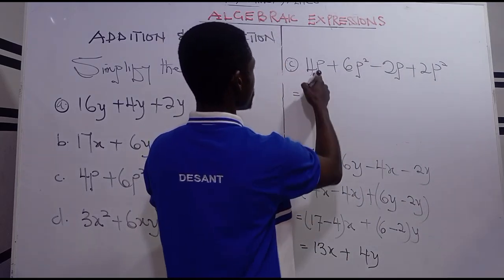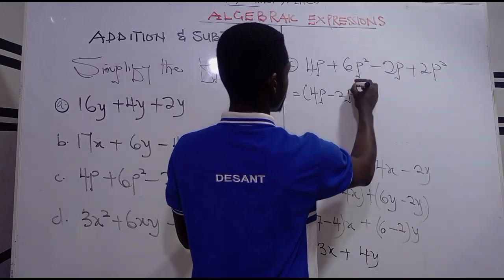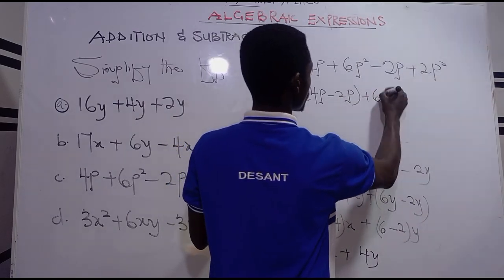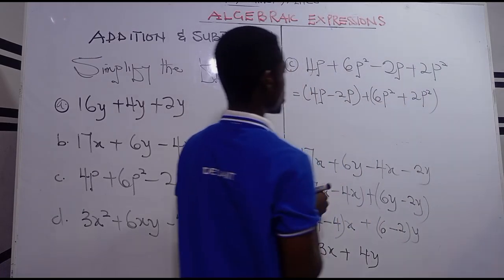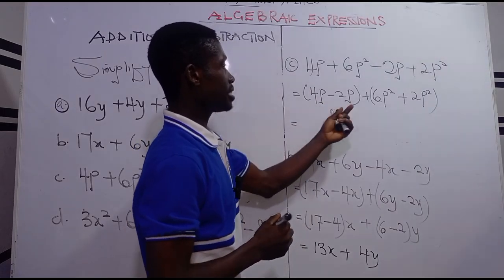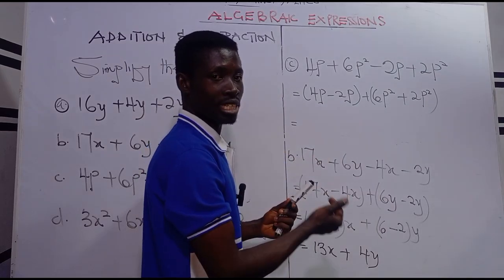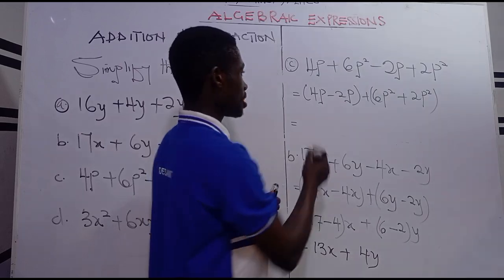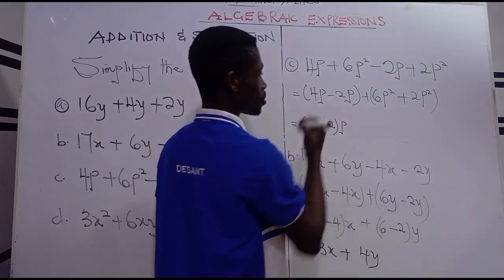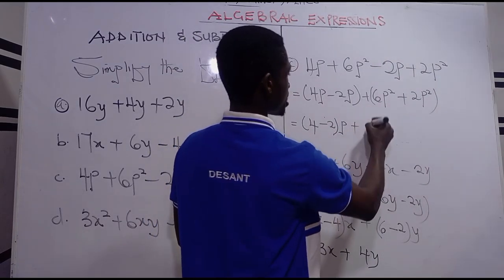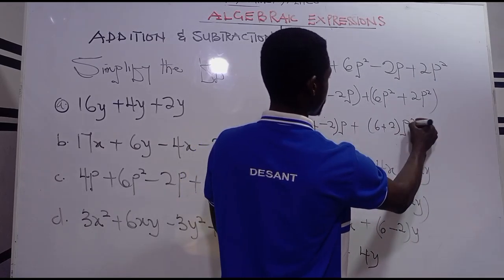So we are going to group the like terms. We have 4p minus what? 2p. Then we have plus 6p squared. And then we have plus another 2p squared. So after grouping the like terms, we are going to pick the coefficient of the like terms. We subtract them together and then we attach the variable to it. So we are going to get 4 minus 2 and then we attach one of the variables to it. Then we have 6 plus 2. We attach one of the variables to it.